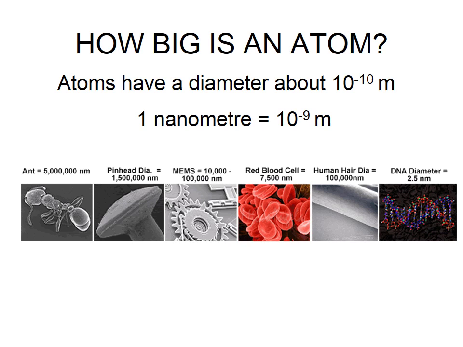In fact, the diameter is about 10 to the minus 10 metres. Because atoms are so small, we need to have a new unit, and the unit we use is the nanometre, which is equal to 10 to the minus 9 metres. So atoms, therefore, have a diameter of about 0.1 nanometres.